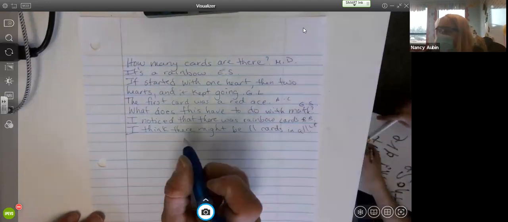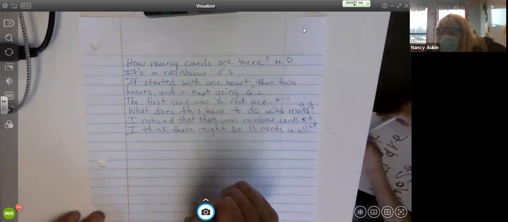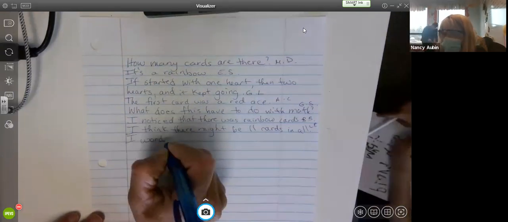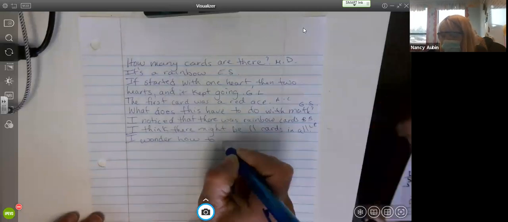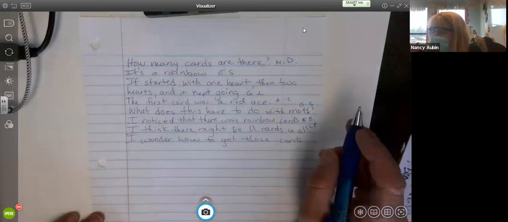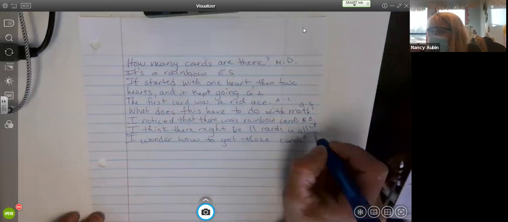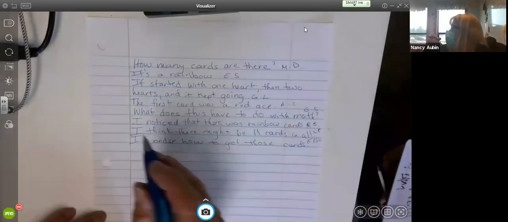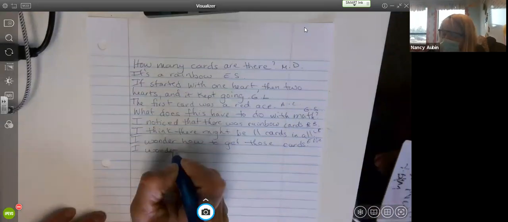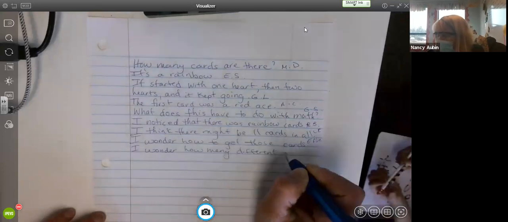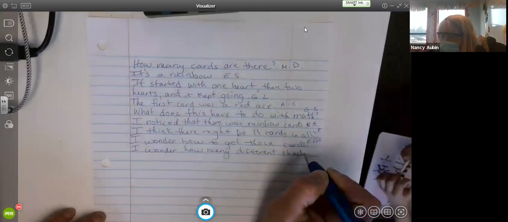All right, two more, Ellie and then Sunny. Ellie, what did you notice or wondering? I wonder how to get those cards. They're pretty neat, aren't they? Yeah, I'm wondering what brand to get. Probably at a toy store, maybe at Leo's toy store. All right, Sunny. So here we want to hear Sunny's thinking. I wonder how many different shades of colors there are on the cards. How many different shades there are?